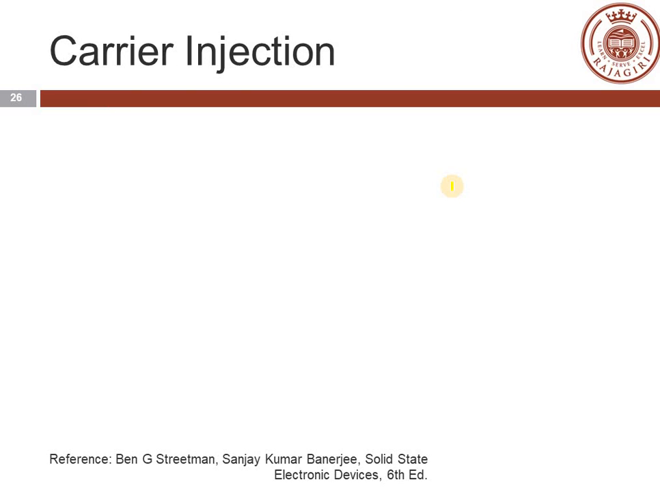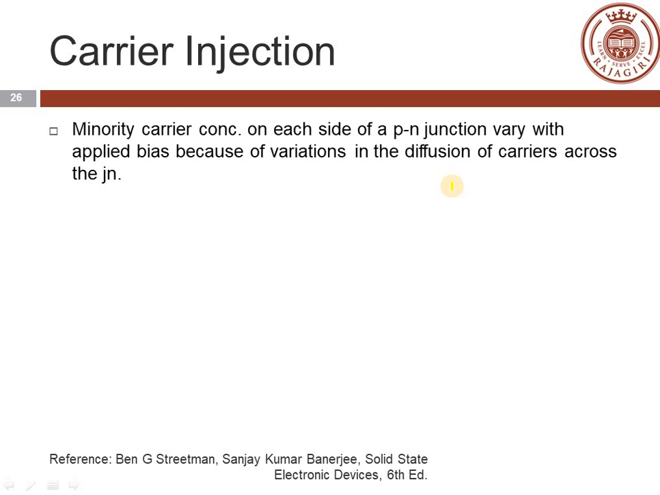Now we will be focusing on the carrier injection. What we are focusing on here is that from the P side, when you apply forward bias, holes will be injected to the N side, and these holes will be minority carriers at the N side. Similarly, from the N side, electrons will be injected to the P side, and these electrons will be minority carriers at the P side. Minority carrier concentration on each side of a PN junction varies with the applied bias because of the variation in the diffusion of carriers across the junction.